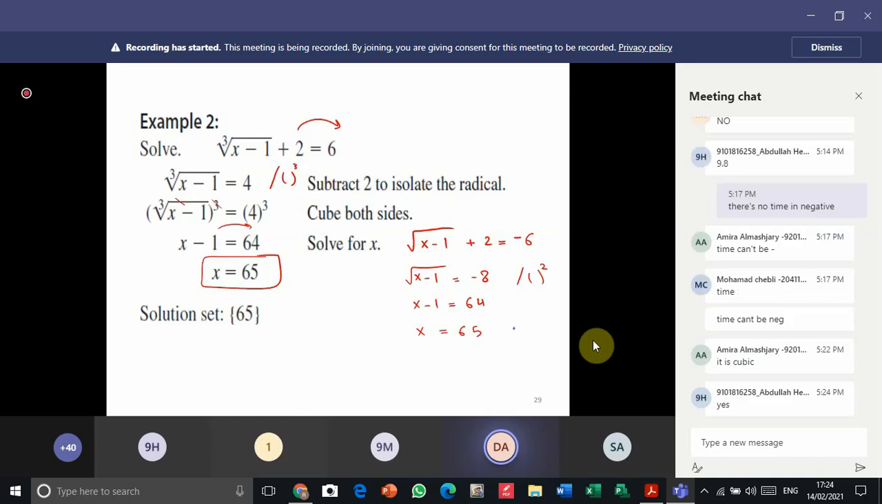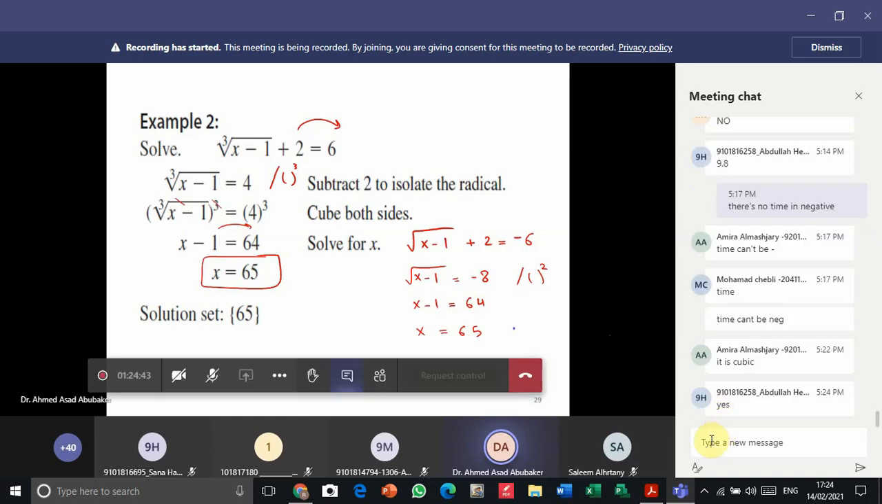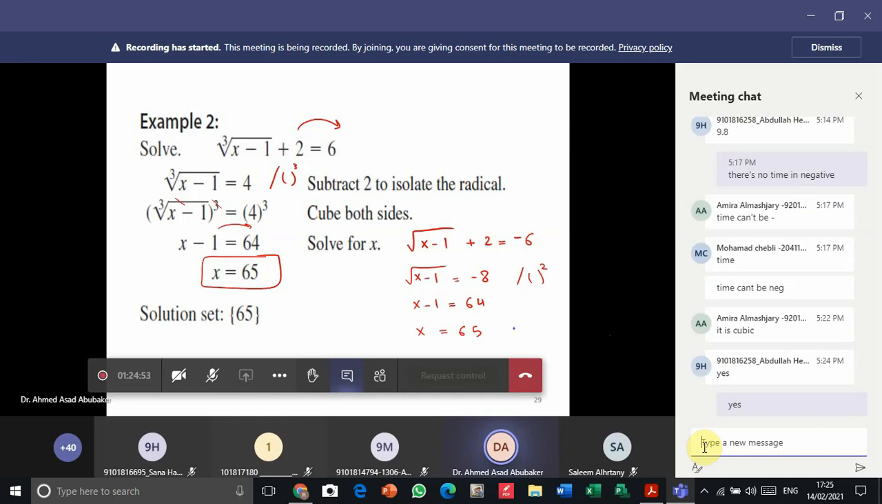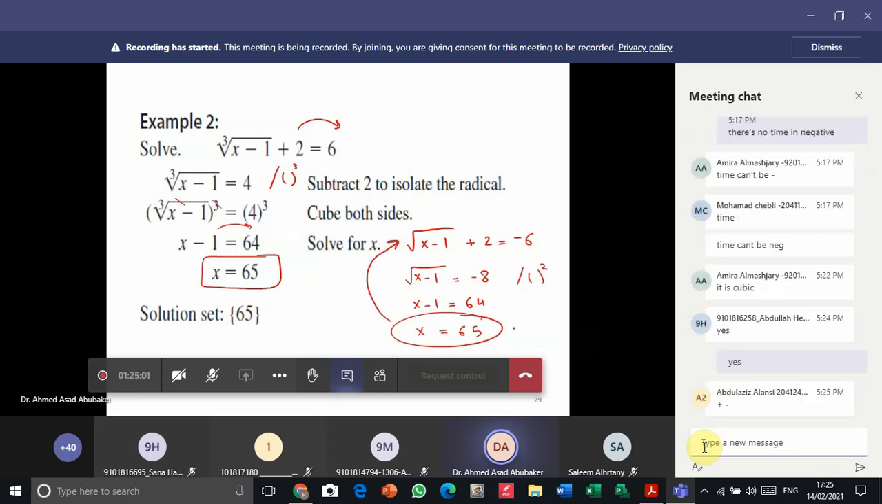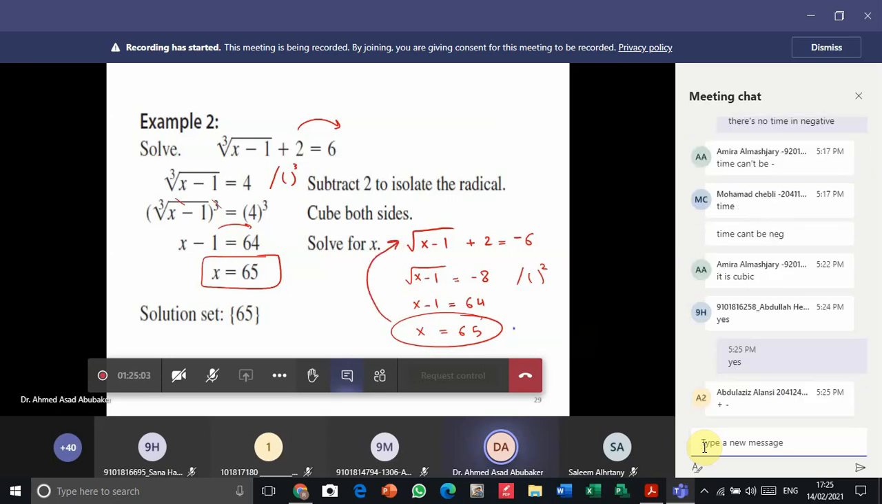This is correct. Okay, Abdullah says yes. This is correct. Okay, substitute Abdullah here. Substitute x equal 65.